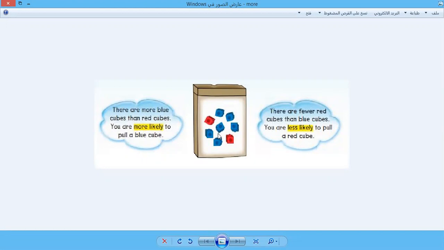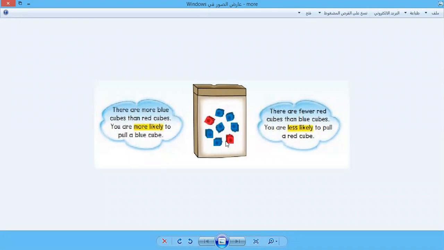If you want to pull a cube from here, it will probably be blue. The blue will be more likely to pull because the blue cubes are more than the red cubes, which means the blue cubes will be more likely to pull.